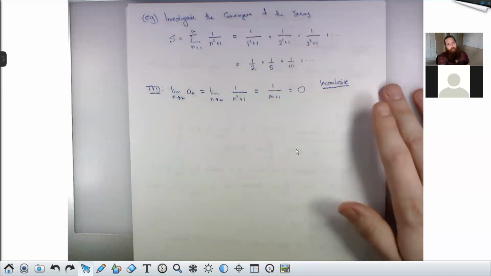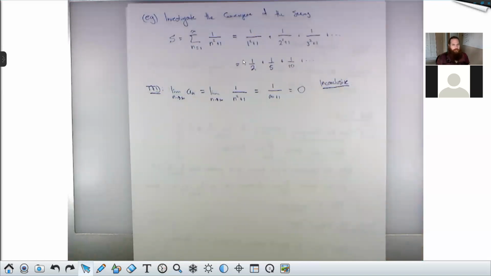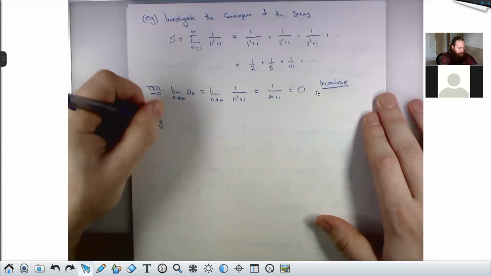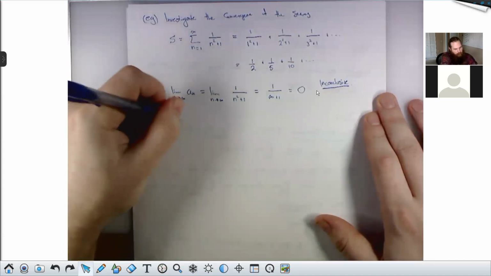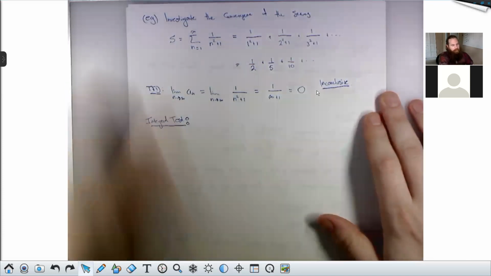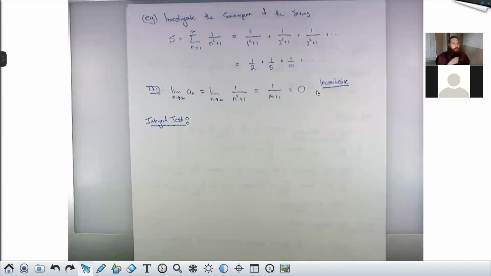Remember, TFD only ever tells us anything if the limit is not 0. If the limit of the a_n is not 0, then the series diverges. If the limit of the a_n is 0, we don't learn anything. You cannot conclude from this that the series converges. You can conclude nothing. So I go, okay, let's try the integral test. It's the only other tool I have right now besides trying to find a formula for the partial sums, and that's hard. So next we try the integral test.